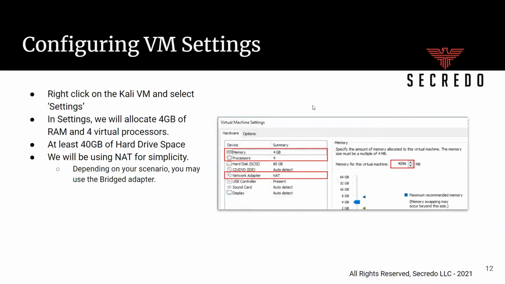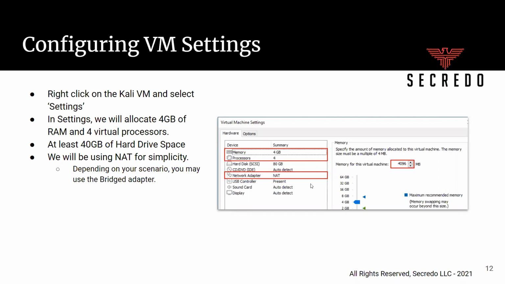And then configuring your VM settings, I like to run it with 4 gigs of RAM and 4 processors. I think what I do is I use 2 cores, and 2 processors per core. It will be an option for you to select. You can use at least 40 gigs of hard disk space. I suggest 80 or more, but 40 is plenty.